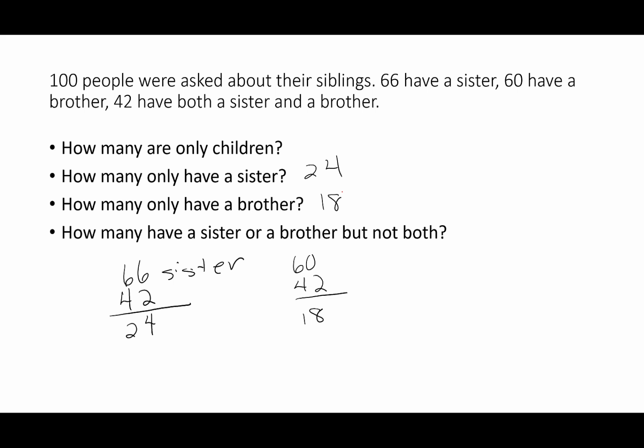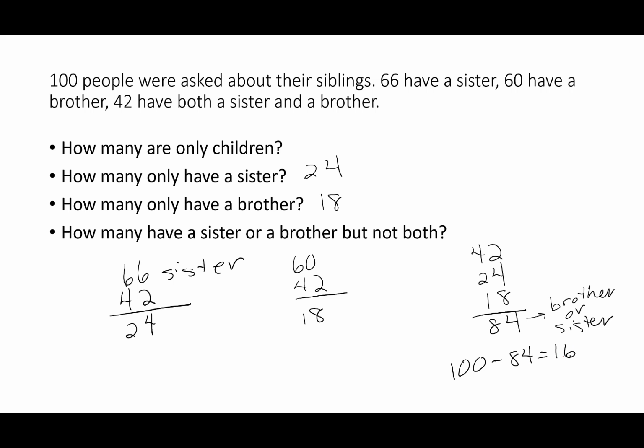This is really helpful because what we know is 42 have both a brother and a sister. 24 only have a sister, 18 only have a brother, so let's add that up. That gives me 84. So these 84 people have either a sister, a brother, or both. So if 84 people have a brother or sister, that tells me the rest of the group, 100 minus 84, which is 16, those are my only children. Let's put that up there.